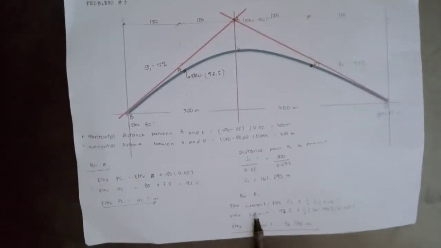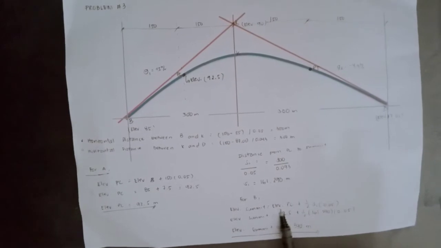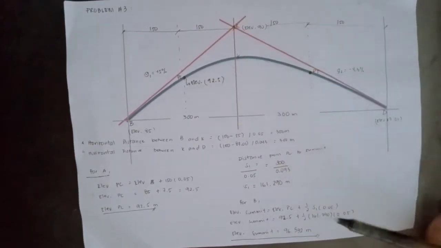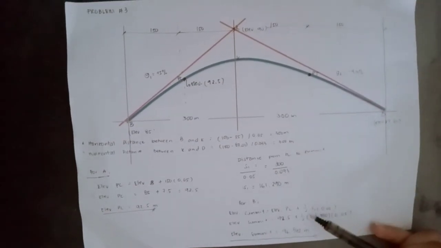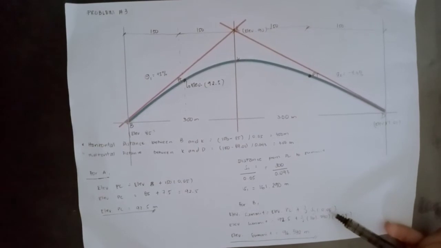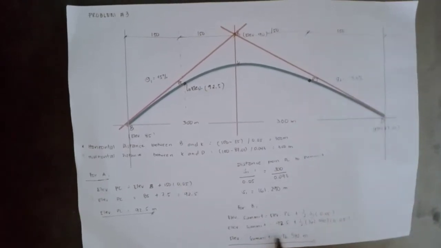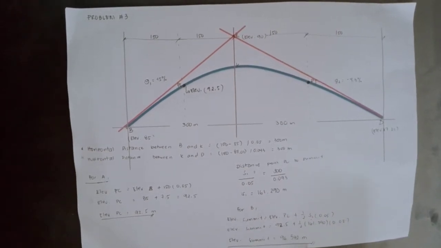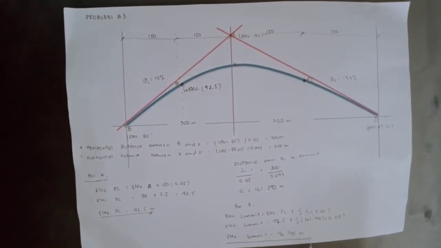So, for the elevation of the summit, we just need to add the elevation of PC plus 1/2 of the S1 times the grade, 0.05. So, input nyo lang po yun, and then you'll have the elevation of summit equivalent to 92.532 meters.